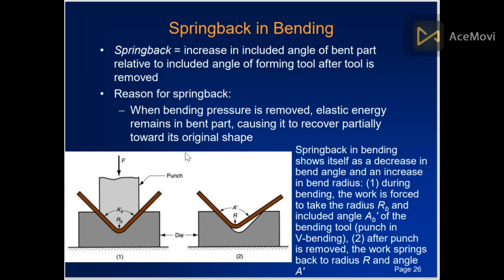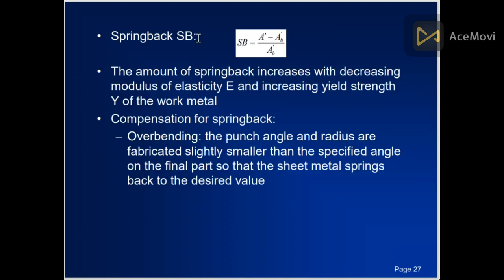It's elastic energy. When the force is applied, this is initially the angle A_B and radius R. But after the force is removed, the angle is increased, this is the higher angle, and the radius is also increased. It comes back to here. Springback SB is equal to A prime minus A_B prime divided by A_B prime. The amount of springback increases with decreasing modulus of elasticity and increasing yield strength of the work metal.